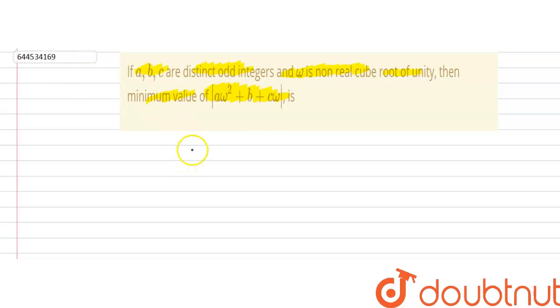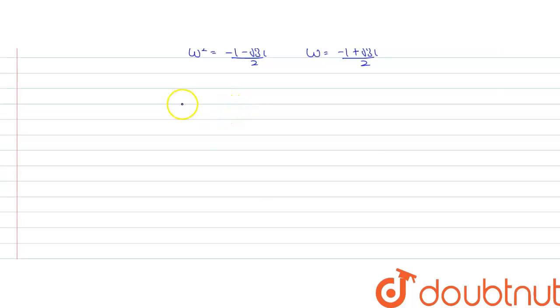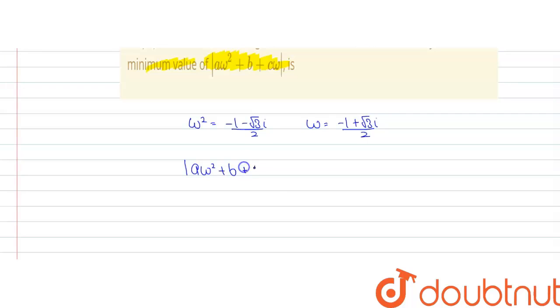We know that the value of omega square is equal to minus 1 minus root 3i divided by 2. The value of omega is equal to minus 1 plus root 3i divided by 2. Okay, so now we'll put the value of omega square and omega in this equation. The question given to us is a omega square plus b plus c omega.